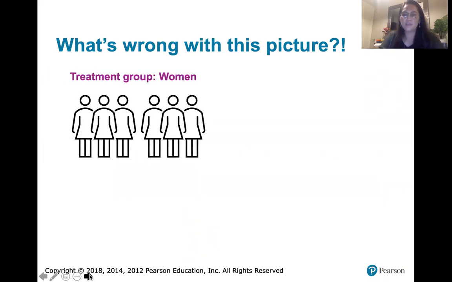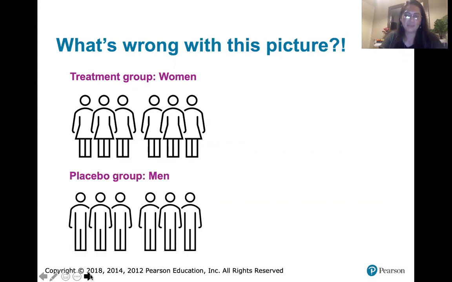Suppose you're looking at the effects of aspirin on heart disease or heart conditions, and you put all of the women in the treatment group and all of the men in the placebo group. And then you give all the women aspirin and you give all the men placebos, and then you say, well, did the aspirin help or not? Can you think of what would be wrong with this design?